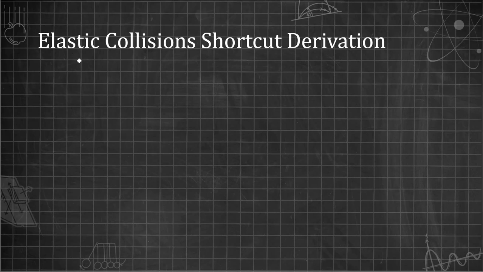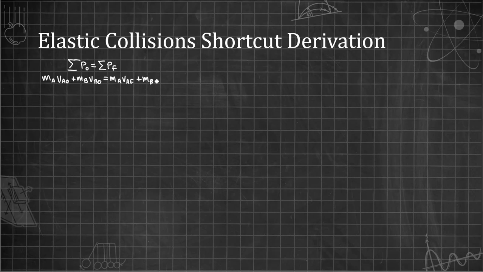In this video we're going to take a look at deriving a shortcut for the elastic collision problems. We're going to start this derivation with two main points: in an elastic collision, momentum is conserved, and the total kinetic energy of the system is conserved.